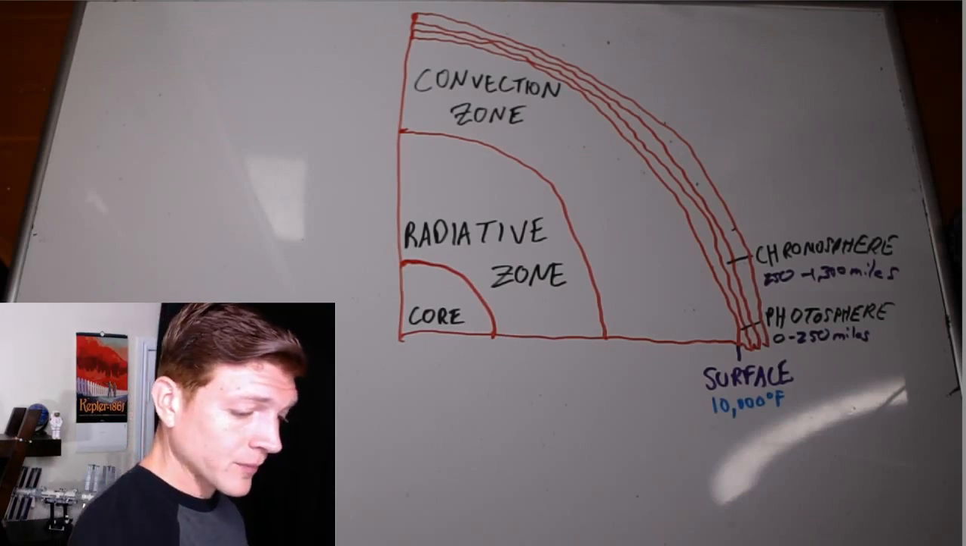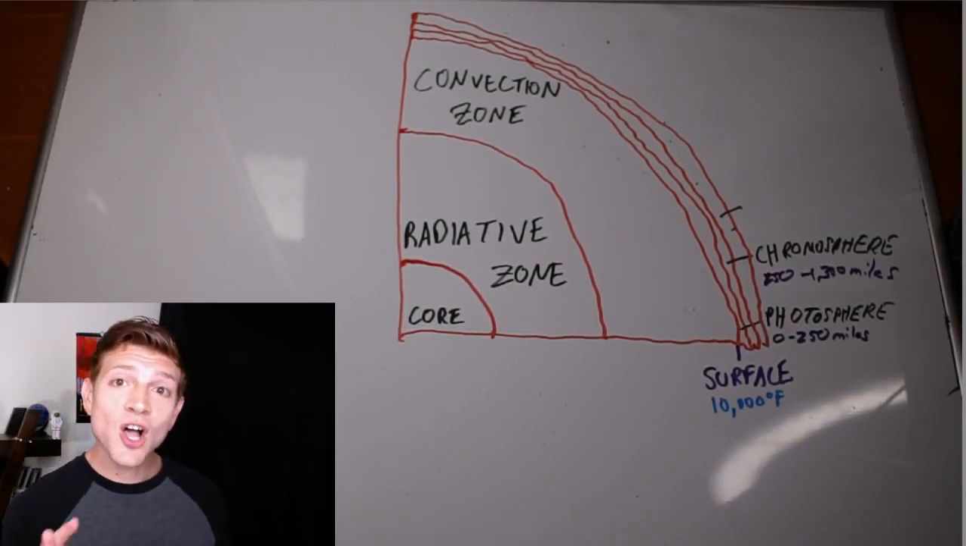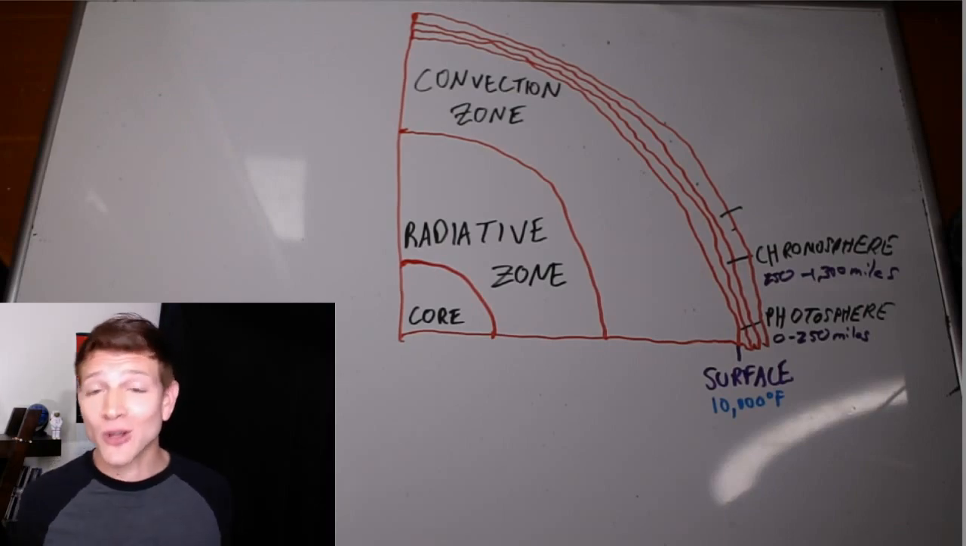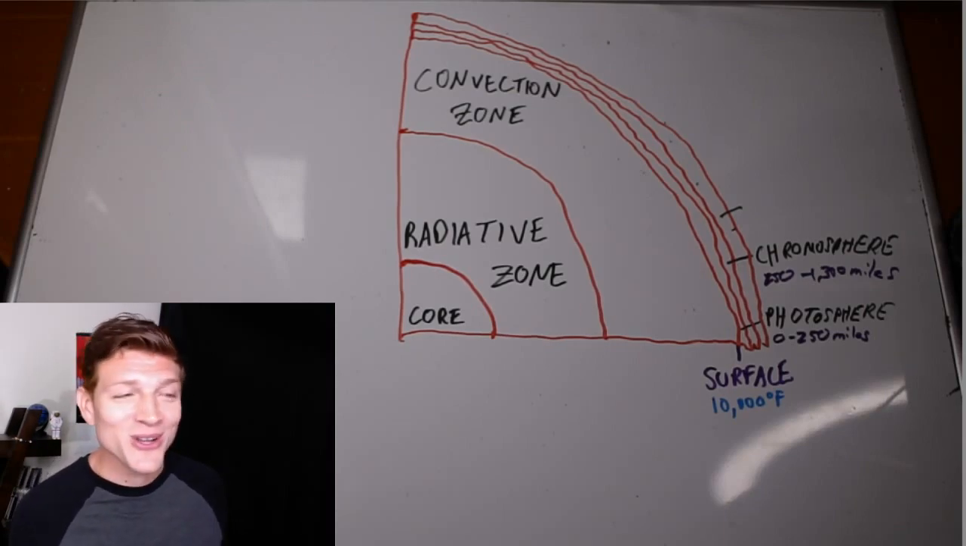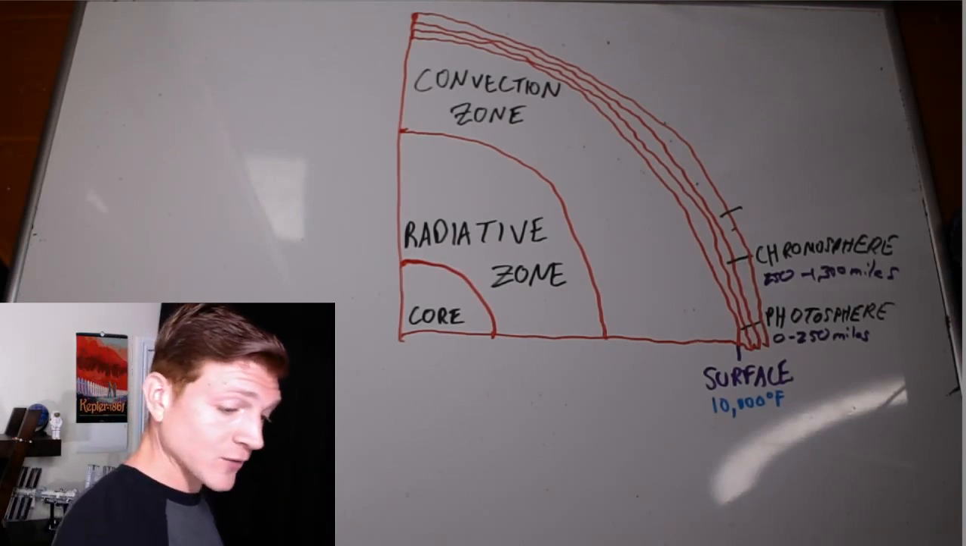Okay, last layer. What is this called? So you may have heard this word a lot right now, and there are 2 different things. This is called the corona. Yes, so we have the coronavirus going on right now, which is why you're learning at home. But the corona is the outer layer of the sun's atmosphere.